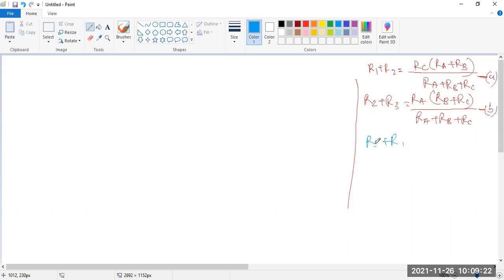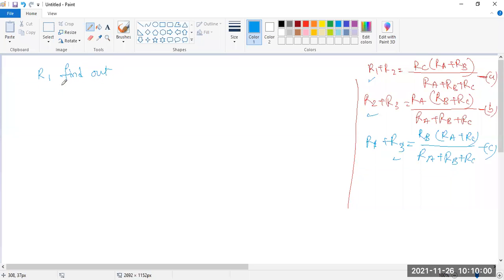Look, that is 1 and 3. 1 and 3 is there, so B, 2 is not there, so R2 resembles RB into RA plus RC divided by RA plus RB plus RC. It equals equation number C. Now we have to find out the value of the single resistances, that means R1, R2 and this R3. So first find out this R1.